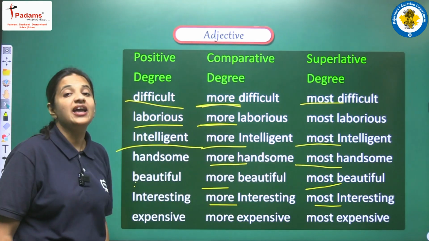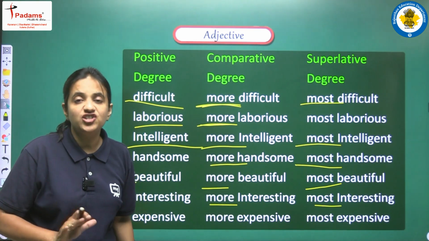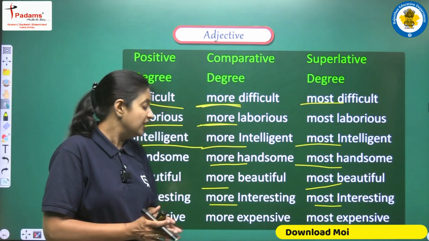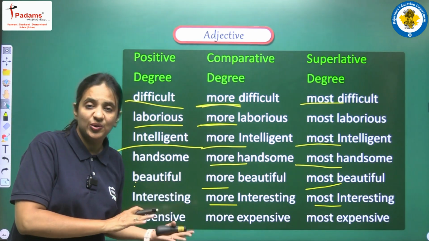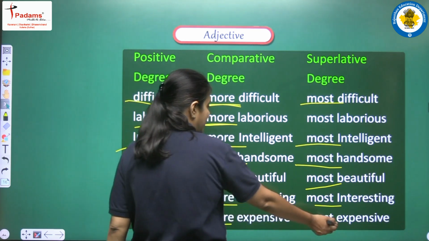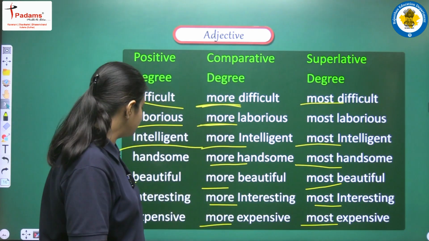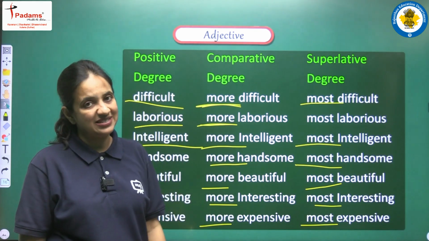Next we are having expensive. So yes, have the proper pronunciation, then only you will be able to find out. So yes, here also we are having expensive. Okay, so it's a more than 2 syllable word. So yes, again we are adding more and most before it. So it will be expensive, more expensive and most expensive.